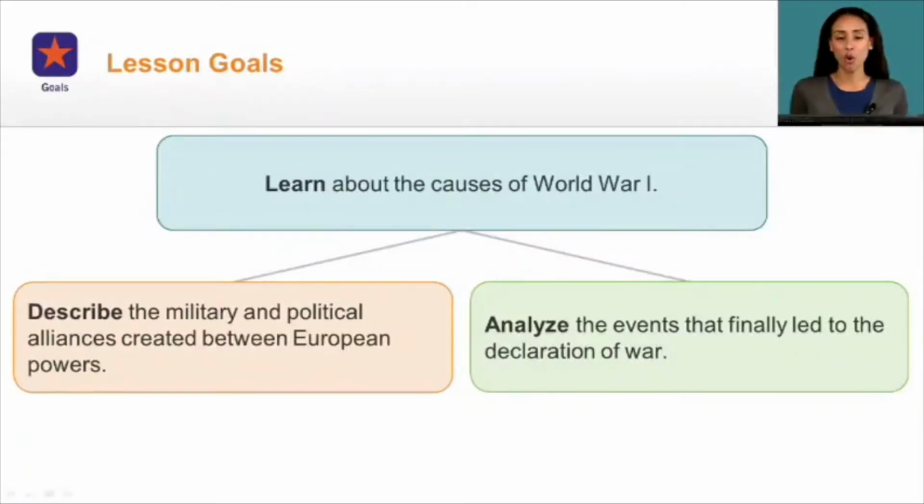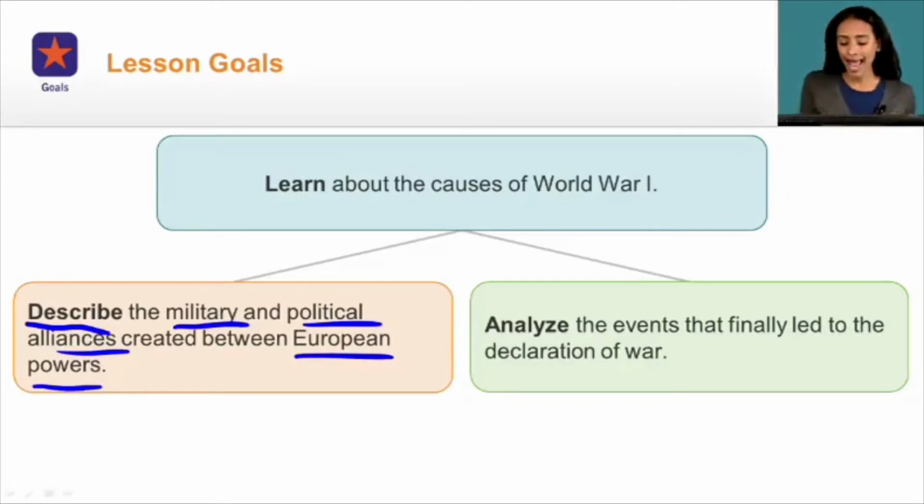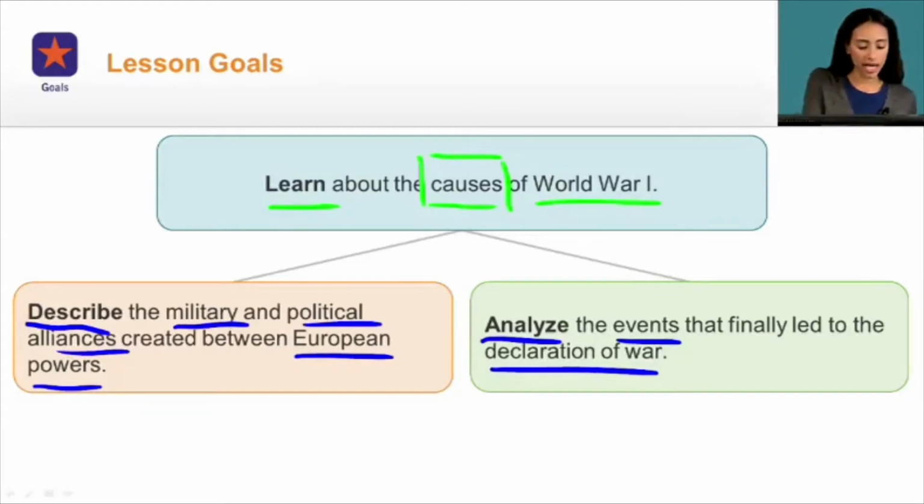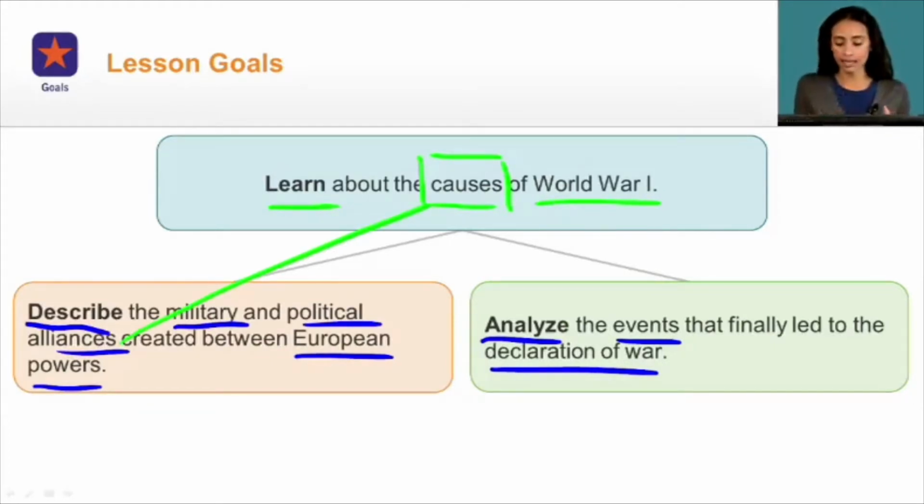Let's take a look at our lesson goals. We hope to describe the military and political alliances created between European powers and analyze the events that finally led to the declaration of war. Now, these things will help us to learn about the causes of World War I. And we want to keep in mind that it is going to be these alliances and these events leading to the declaration of war that ultimately push many countries in Europe over the edge and into this conflict. But as we'll see in a moment, there were other issues that were all kind of coming together around the same time that these alliances and these events take place.